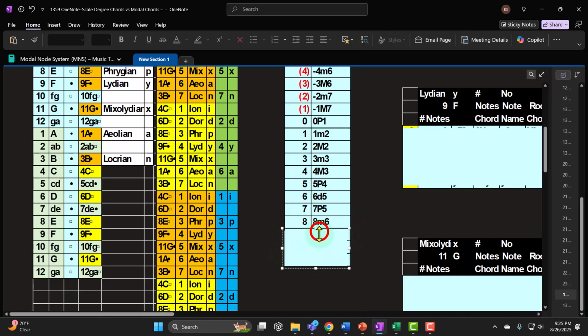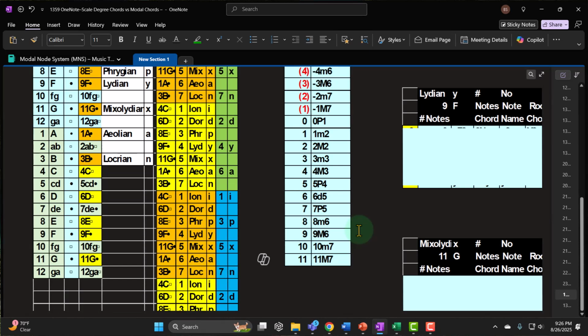8 notes away is a minor 6. 9 notes away is a major 6. 10 notes away is a minor 7, and 11 notes away is a major 7. These are the local distances you can have if you think about the distances as a track. We're going around the track, and there are 12 points around the track. And that's how we're going to visualize it.